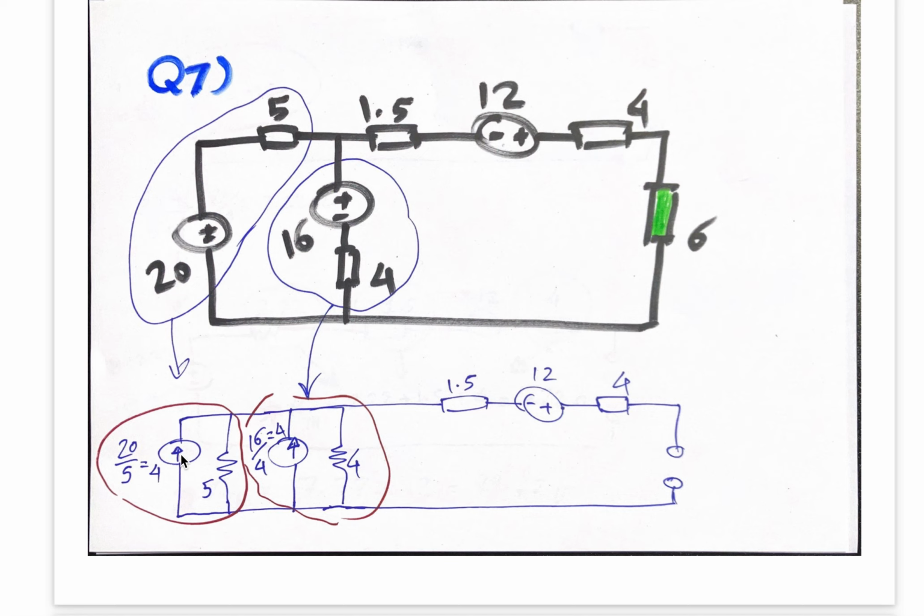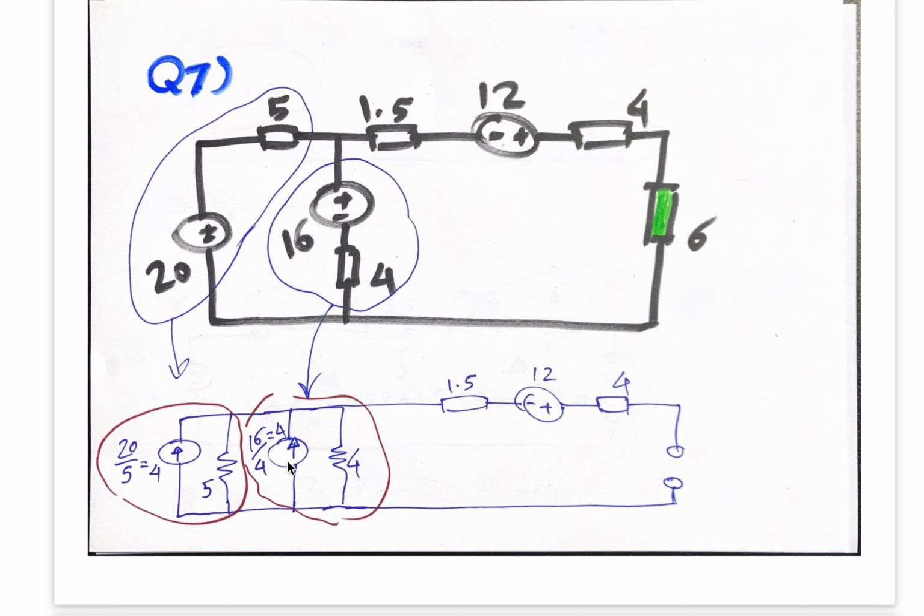What is the value of this current source? It's this original voltage divided by the resistance, so 20 divided by 5. This is Ohm's law. Current equals voltage divided by resistance. So 20 divided by 5 equals 4. We do the same for this branch, convert it to Norton. Now, we see there are two current sources in parallel. Both are injecting currents into this node.